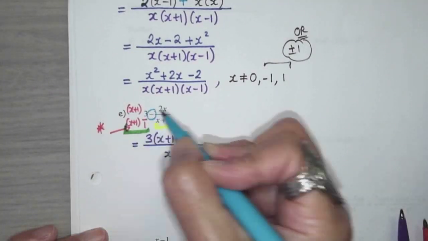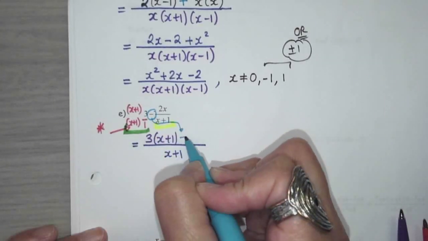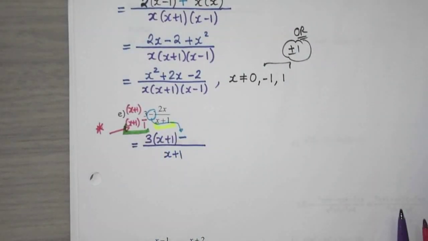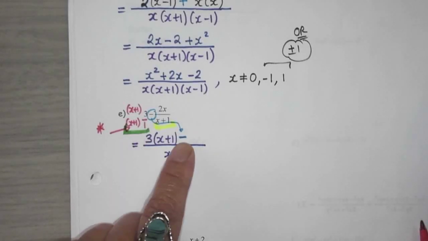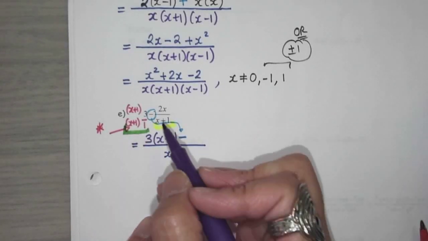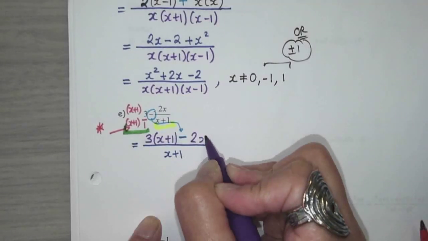Grab this sign and put it here. So it's minus. I gave you my first minus here, or second minus. So make sure you grab it and put it here. And this one didn't have anything, so I leave it 2x.